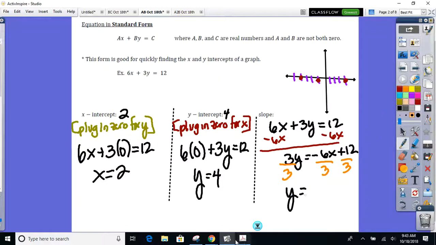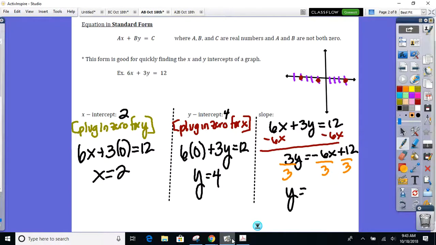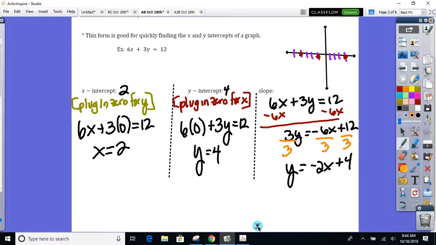Y equals, here you go. What do I have here? Y equals negative 2x plus 4. Yes. Now that it is solved for y, anybody remember where the slope was located? Whatever's with the x, there's your slope right there. That's your m value. There's slope, so it's negative 2.